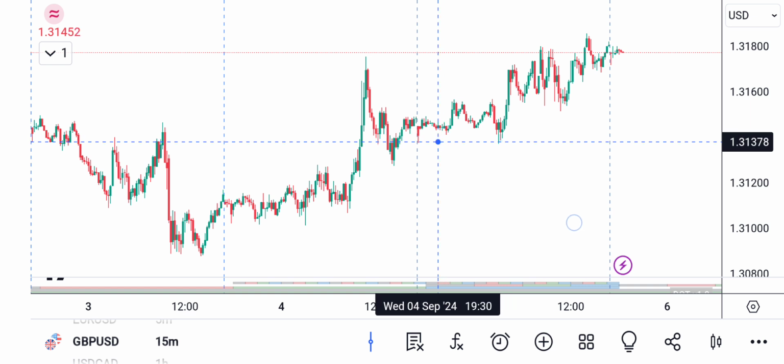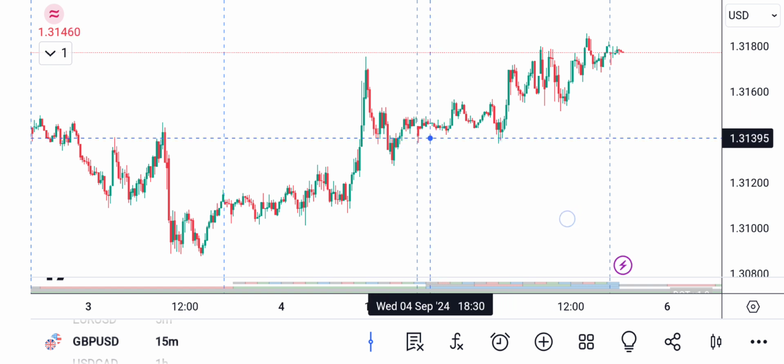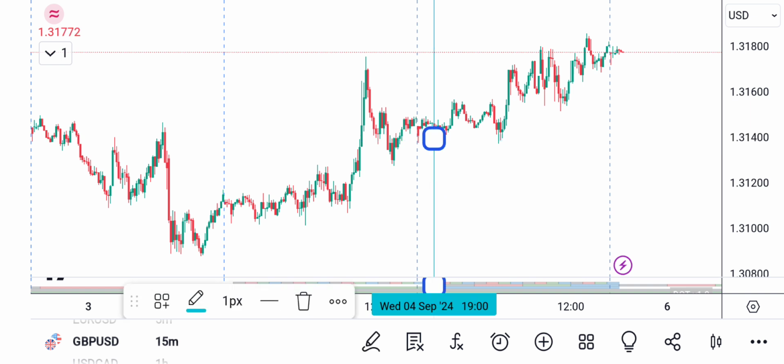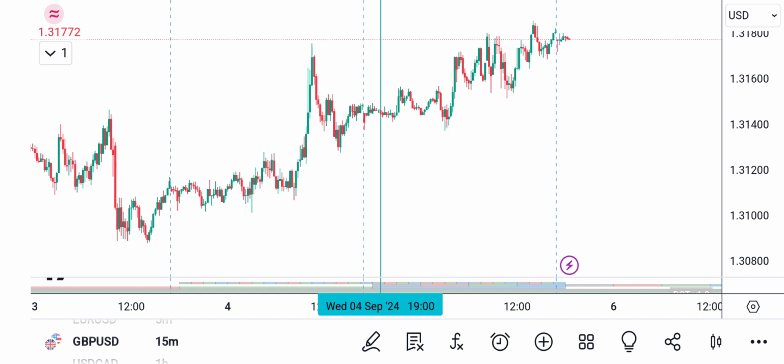Take this horizontal line, this vertical line. You hover with your mouse until you see 1900. 1900 is 7 p.m. You put your vertical line at 1900. As you can see, Wednesday 4th September 2024, 1900. That is when the Asian session starts.